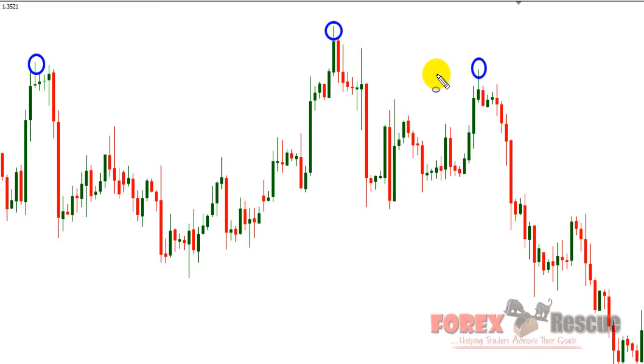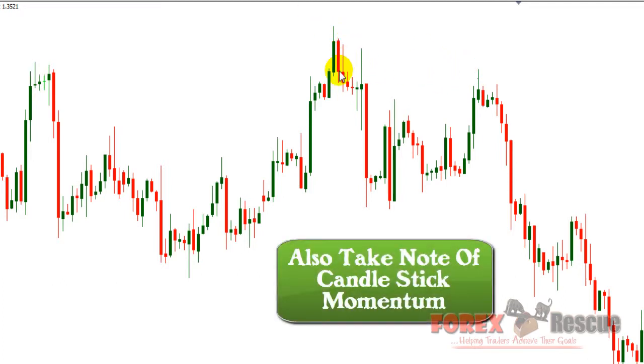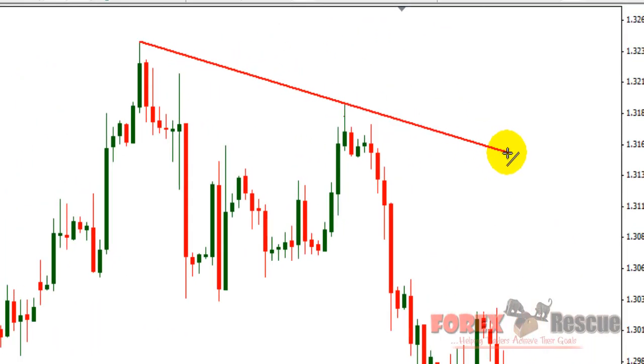Now, after identifying this swing point, the next thing for us to do is to connect them to draw a trend line. So when you connect this one to this one, this is what we call a bearish trend line. So we are connecting a swing high and another swing high. There is a high and a lower high to form what we call a bearish trend line.